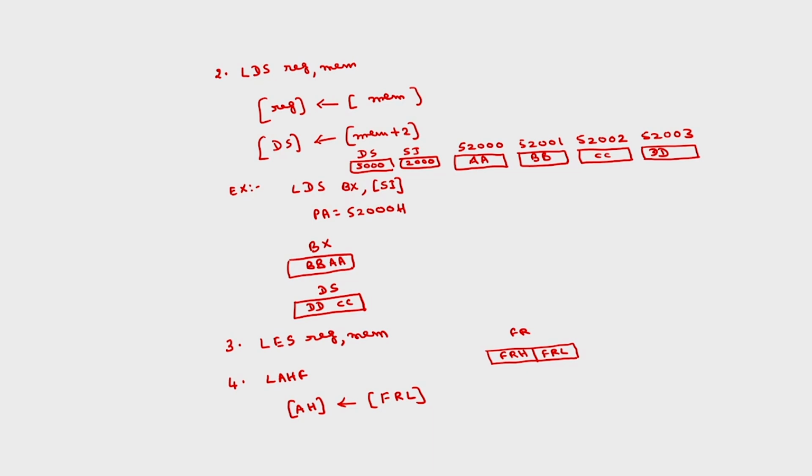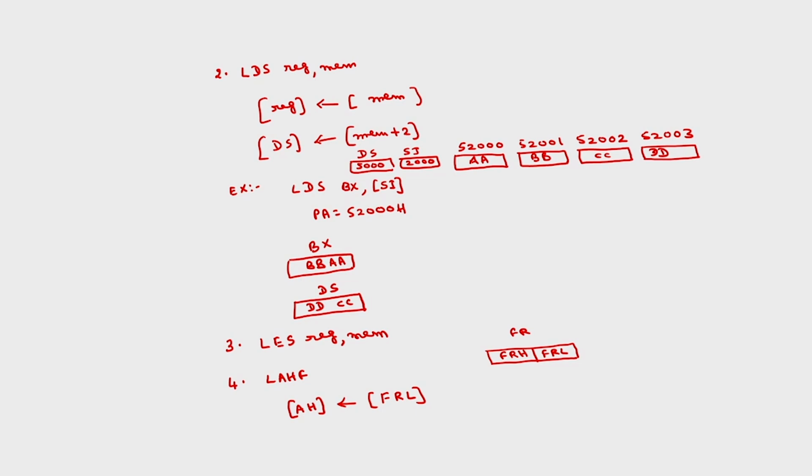One is the effective address can be loaded, second is the data segment can be loaded along with some register, then the extra segment along with some register, and then the flag register contents. In many cases we need to check the contents of the flag register, that will be loaded into AH.